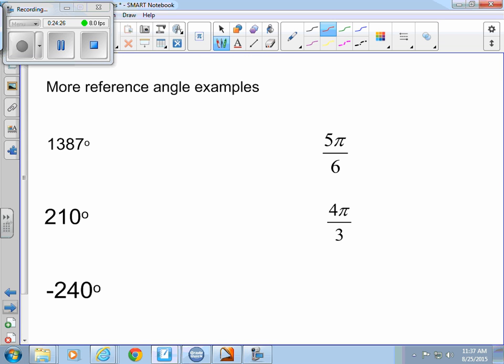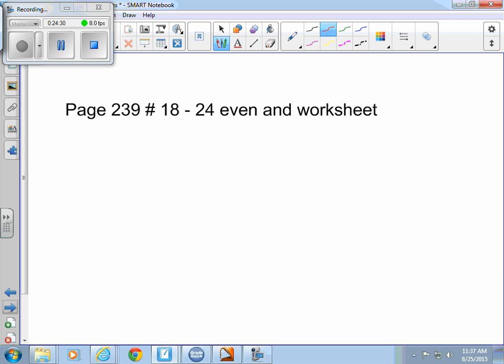Right? More reference angle examples. Go ahead and write this down. I do have a little worksheet. Hold on. More reference angles.